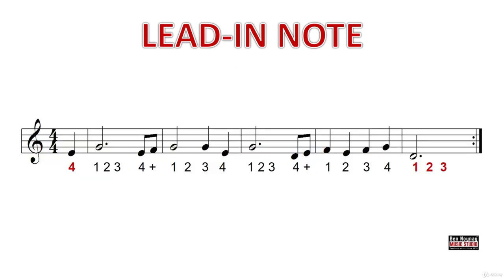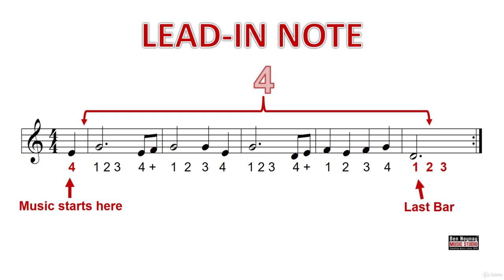In our example here, the music is in a 4/4 time signature and it starts on the fourth beat with a quarter note. As you notice, there are only 3 beats in the last bar represented by a dotted half note. But if you add the two together, you will have a complete 4 beats in that bar.